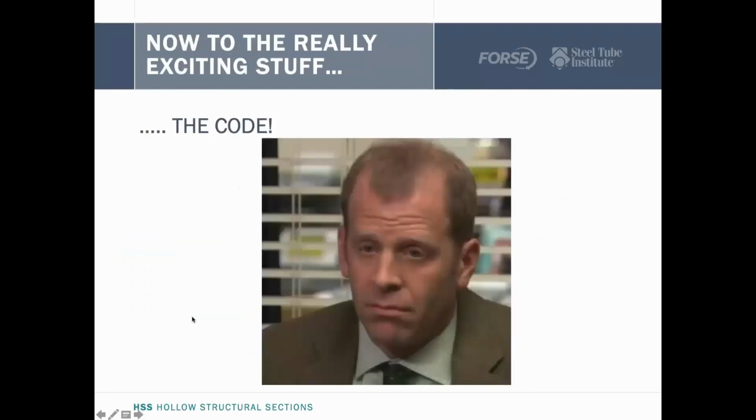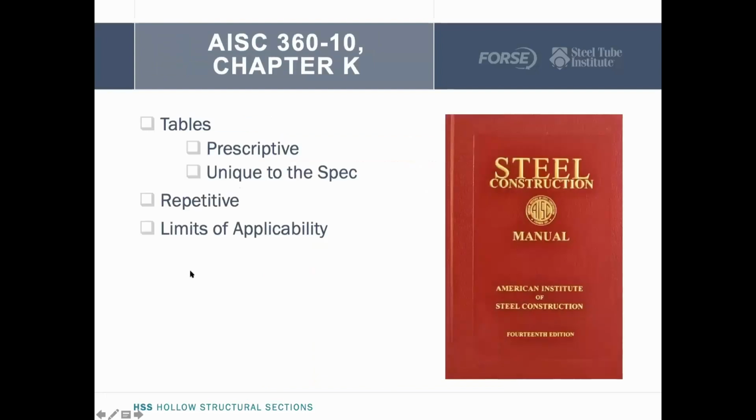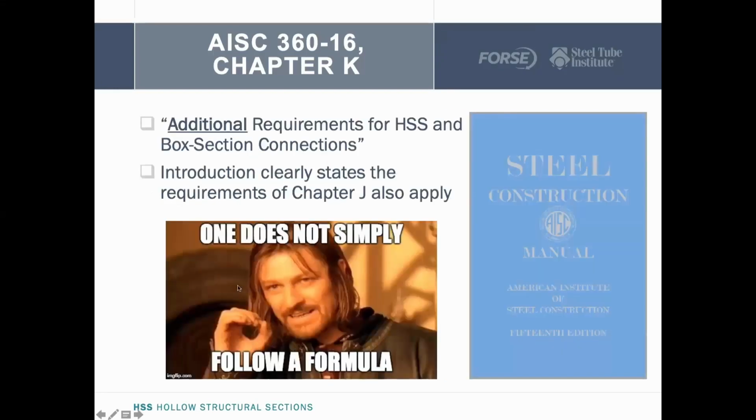All right, so now to the really exciting stuff. In 3 minutes, I'm going to cover the changes in the code. In 2010, we're used to seeing the charts. They're very nice and easy to follow. However, they're very prescriptive, which is unlike most of the code. There was some repetition to it. It's very unique. None of the other chapters in the specification follow that type of format. And there were always questions about the limits of applicability. What do I do when I'm outside the limits of applicability? So now we're looking at 2016, and it has a new title, Additional Requirements for HSS and Box Section Connections.